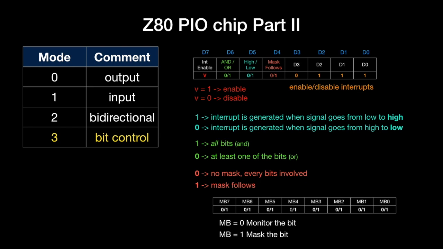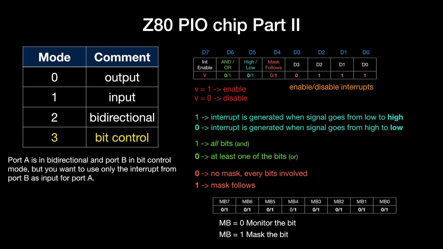If you put channel A in bidirectional mode, and be in bit control mode, channel A will also use the interrupt of channel B, which means both interrupts are shared. So, for example, port A is in bidirectional and port B in bit control mode, but you want to use only the interrupt from port B as input for port A and not for the bit control mode, you have to disable the pins in bit control mode.